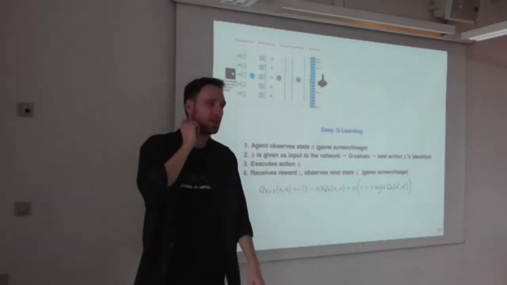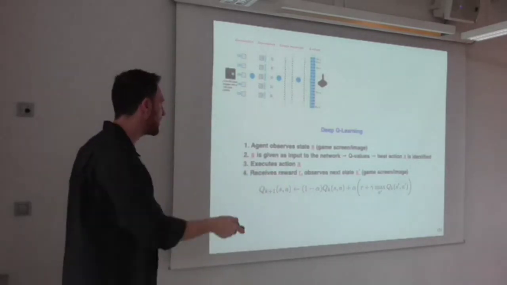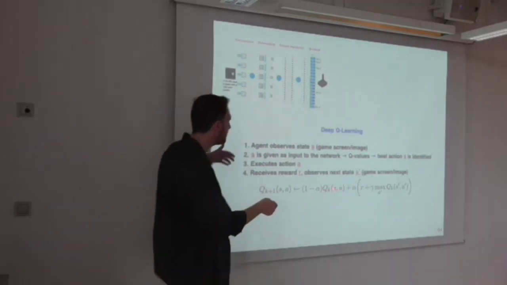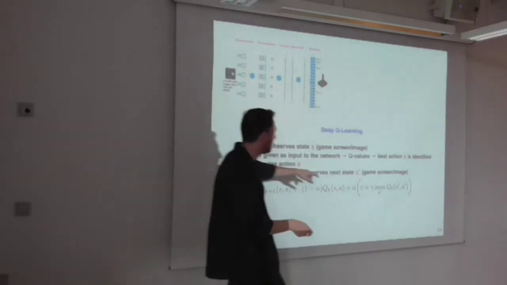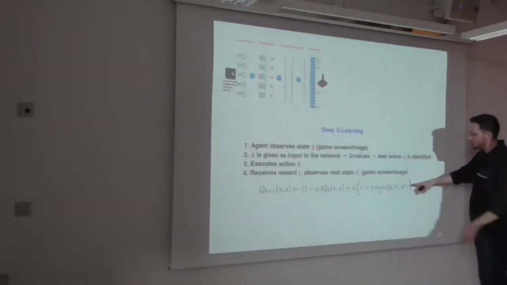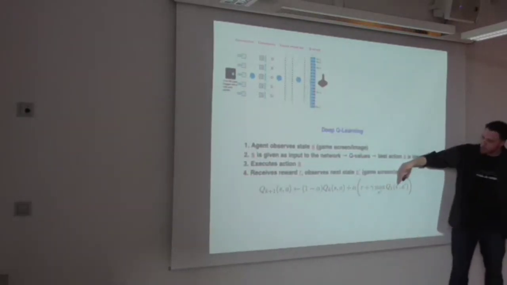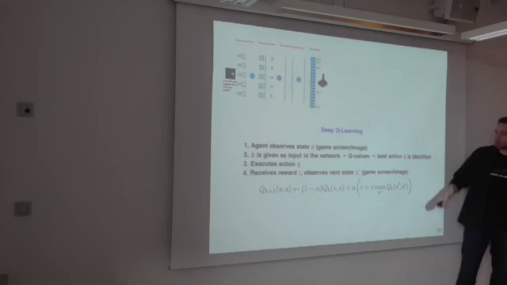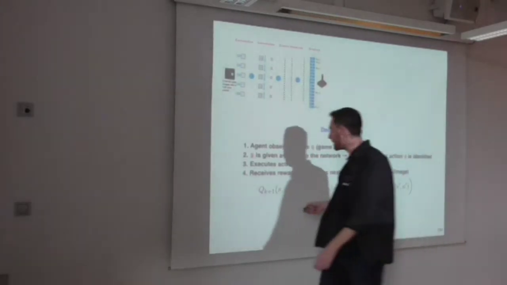Does that make sense? So that's all the information that we get. This comes out of the network by giving as input the current image, and this is computed by presenting to the network the next image and comparing what would be the best action in the next screen image. Then you just compute this and you get your new estimate.